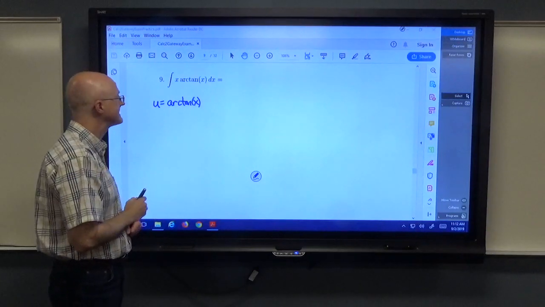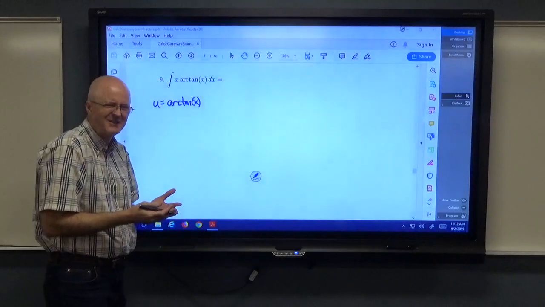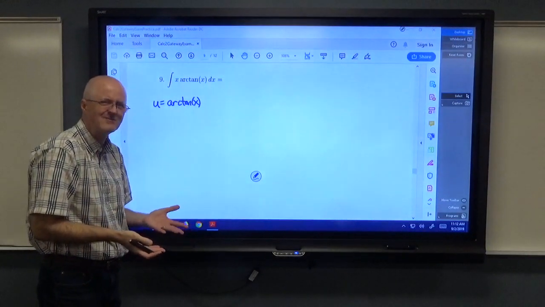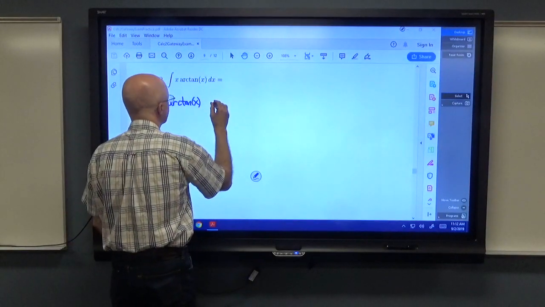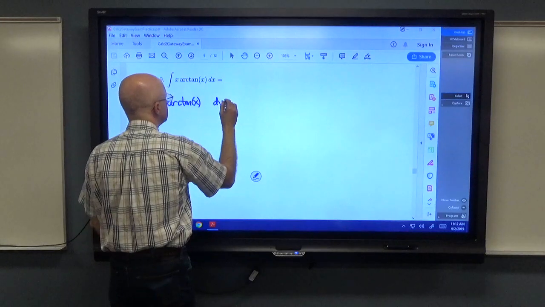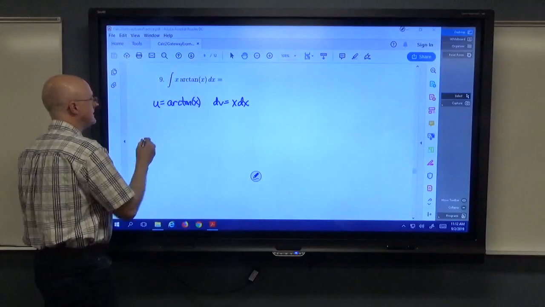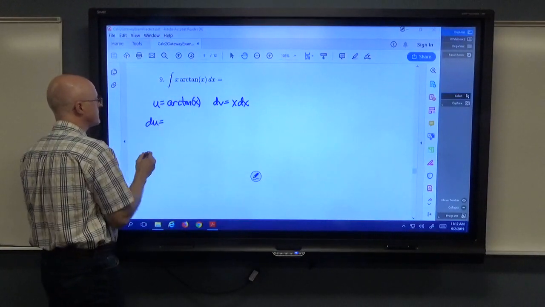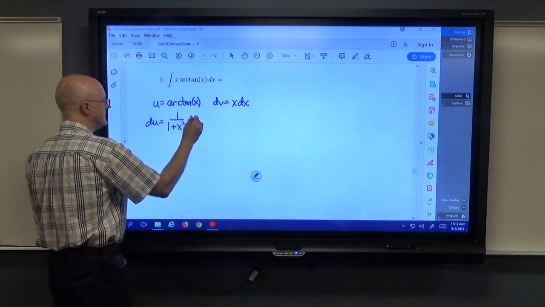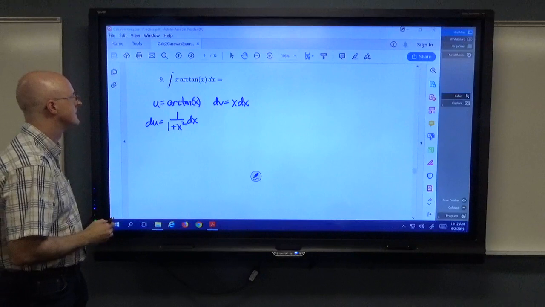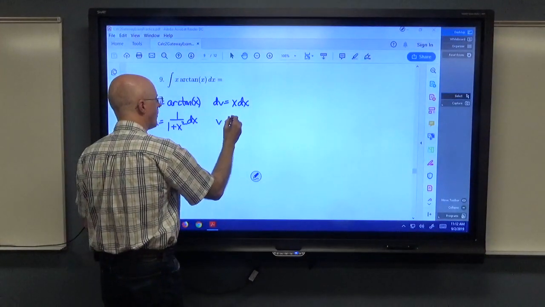Because if u were x, du would be dx, but dv would be arctangent of x dx, and you'd have to use integration by parts to find v. That sounds bad. And I mean, that is possible, but it's still not really helpful. Let dv be x dx. Then du, oh, I guess I'm back to blue here. It's 1 over 1 plus x squared dx, right? Derivative of arctangent of x, which again is the same as the inverse tangent. And v, I need to integrate this to get 1/2 x squared.